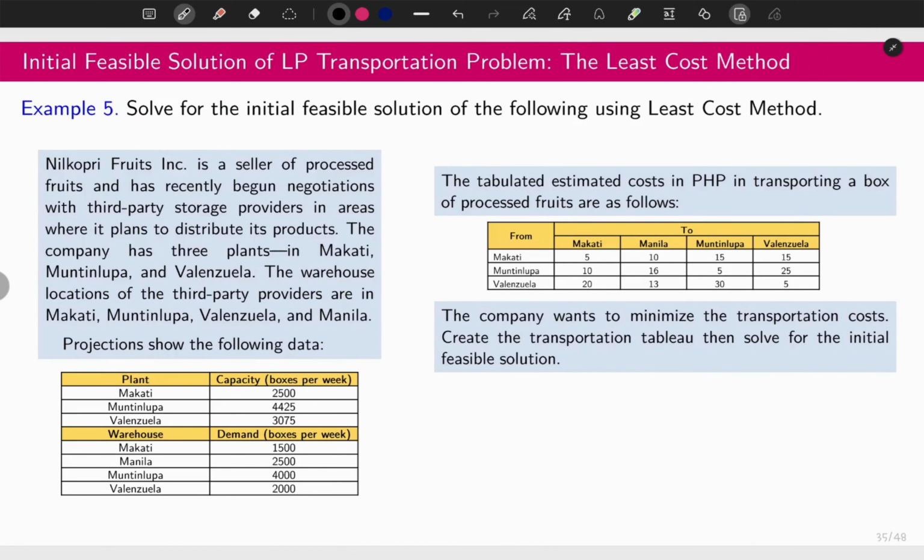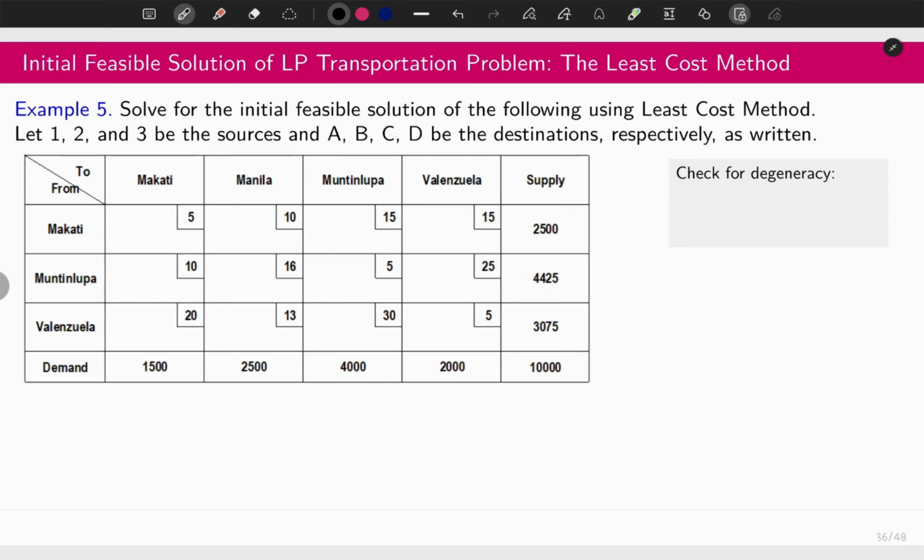Next, let's have the worded problem. So if you remember from the northwest corner, we have already solved this one. Now, let us use the least cost method. Okay, let us denote these as 1, 2, 3. We have already stated it on the problem. And then A, B, C, D. Least cost. So the least cost that we have are 5, 5, and 5. So let us allocate as many as possible. So 2,000 here. So we already crossed this out. Also this one.